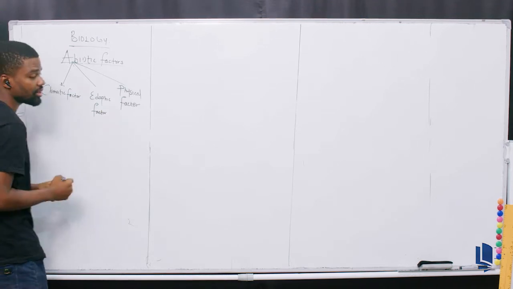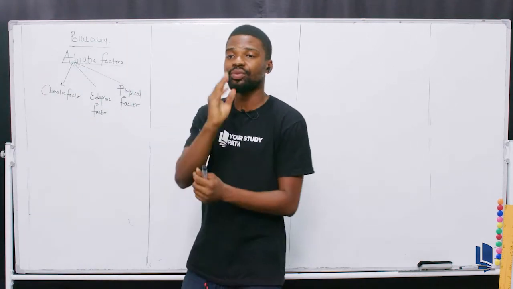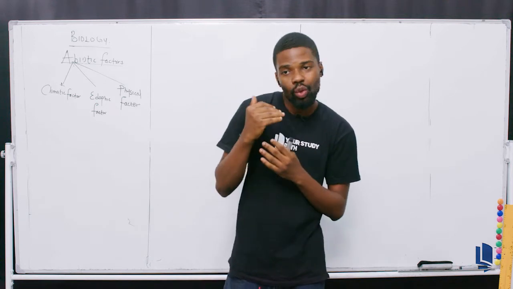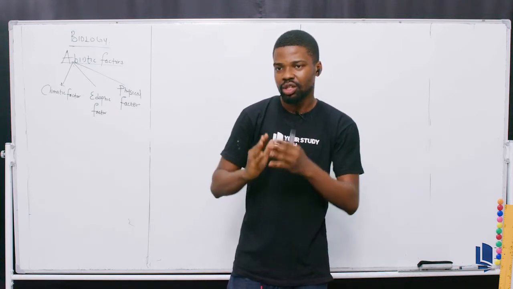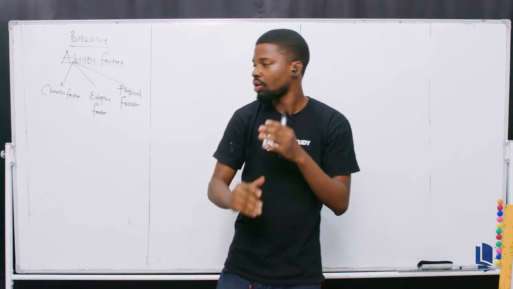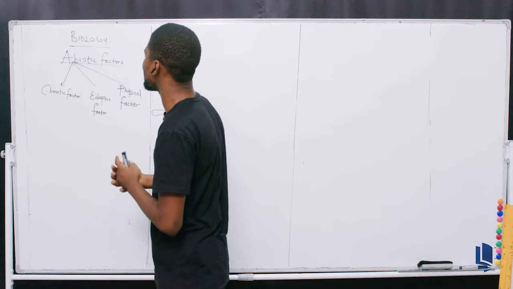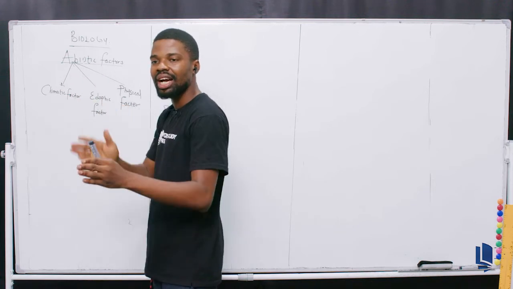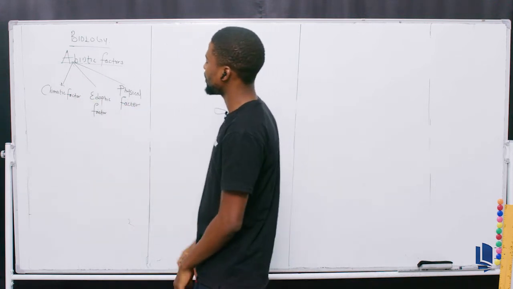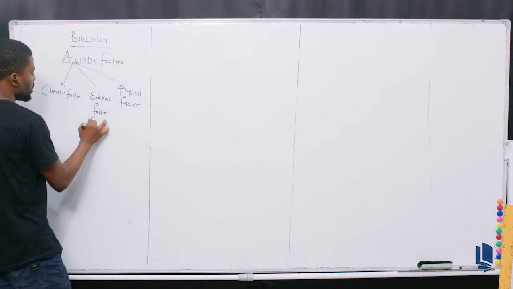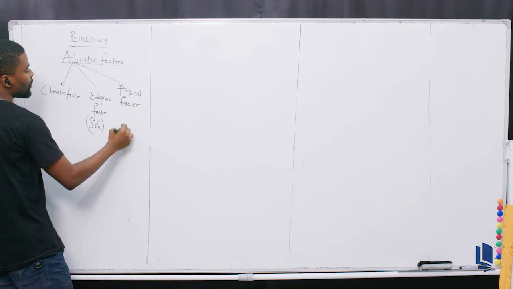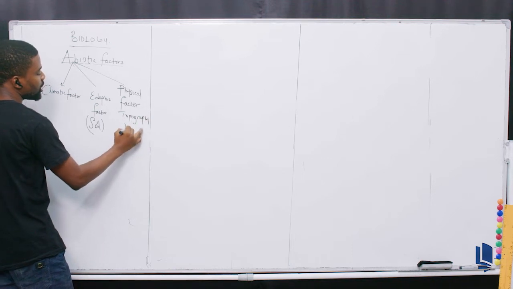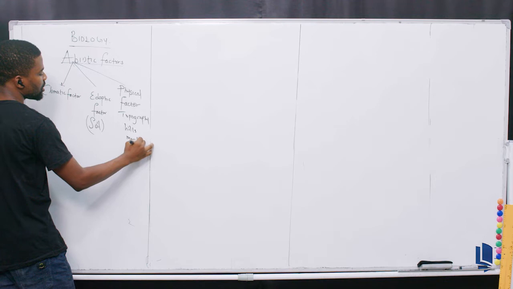Now, the climatic factor is basically those factors that affect our environment, those factors that have to do with the weather and the climate. Those are the factors we want to talk about. So the abiotic factors are climatic factor, edaphic factor, and physical factor. Climatic is basically on the weather and the climate. Then edaphic is basically on the soil, while the physical factor is basically on the topography, with the hills, the mountains, then the slope.